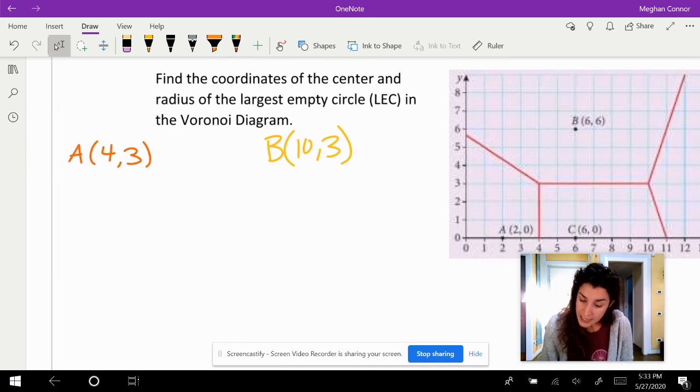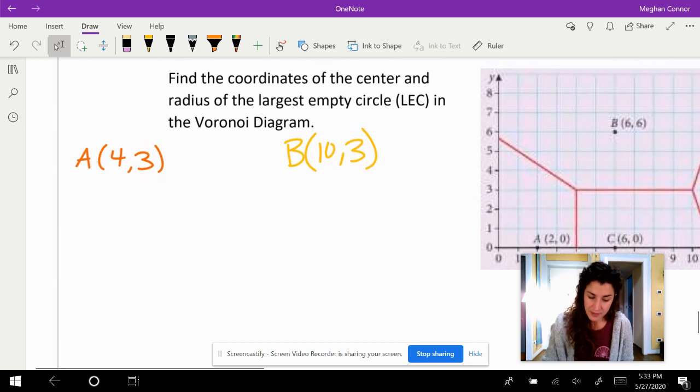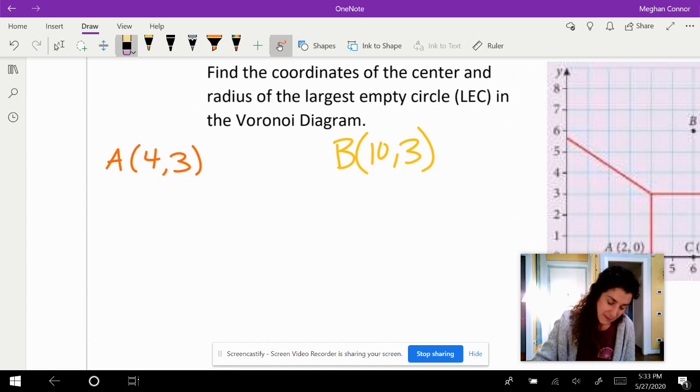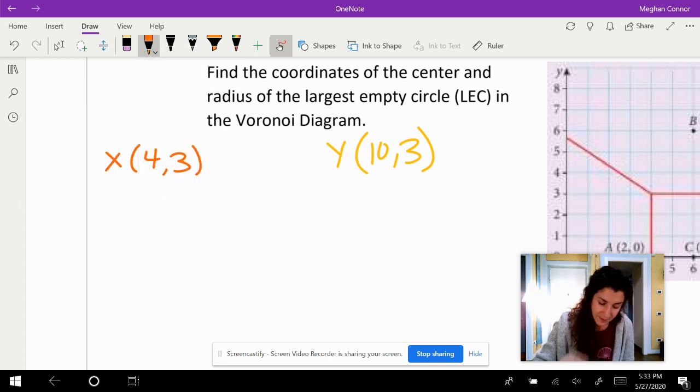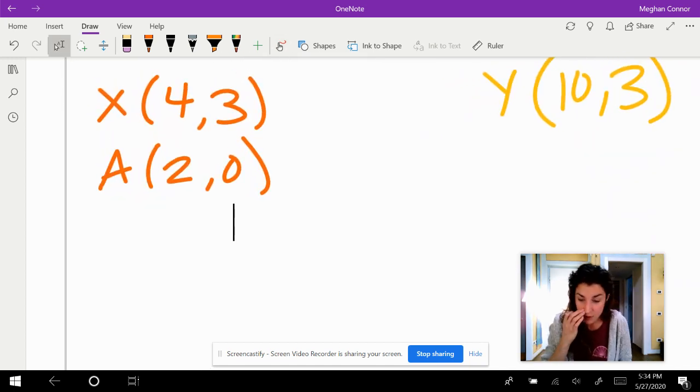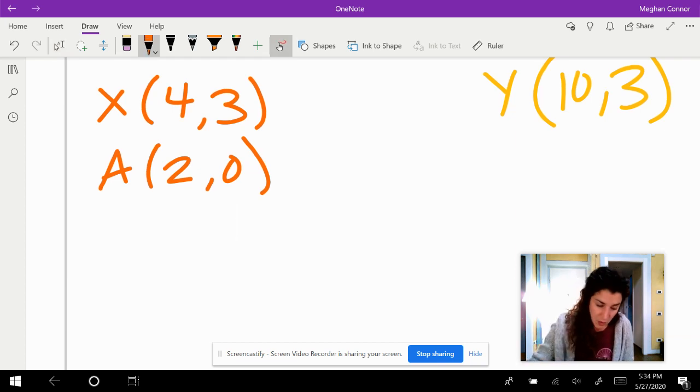So I'm going to take the point 2, 0, because that's the easiest of all 3 points in my mind to find the distance between. I can't label these points A and B because other things have already been labeled A and B. So I'll call this one Y and this one X. So then the distance between X and A, which is 2, 0. Remember, your distance formula is just the Pythagorean theorem in disguise.